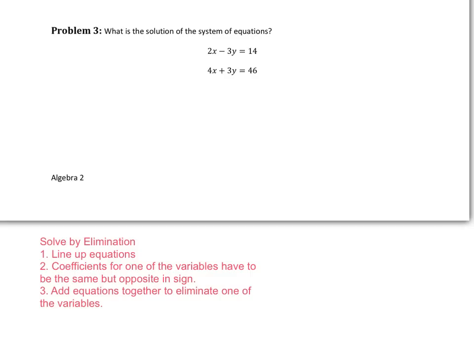All right, what is the solution of the system of equations? If I look at this, the second terms, negative 3y and 3y, are going to add up to 0 immediately, so this is a pretty easy one. 2x plus 4x is 6x. The y's eliminate, they add up to 0. And 14 plus 46 is equal to 60. Divide by 6, x is equal to 10.